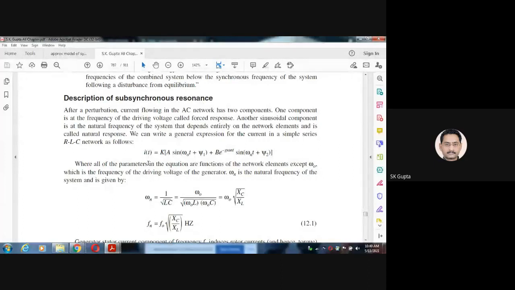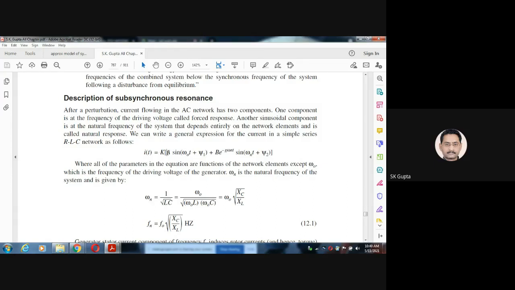Disturbance in the system is always there, because sometimes a load is connected, sometimes a load is removed, sometimes some machine or industry is working, sometimes some industry is becoming off. So there is a change of current, a change in load. So the disturbance is always there, and at that time the current will be given by A sin omega n t plus I.